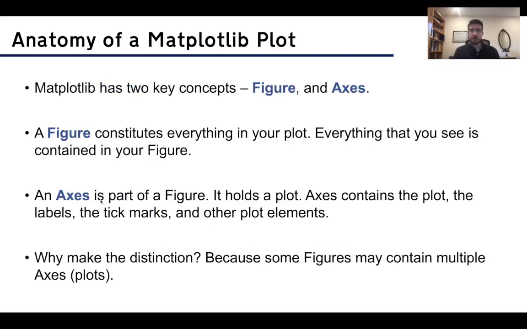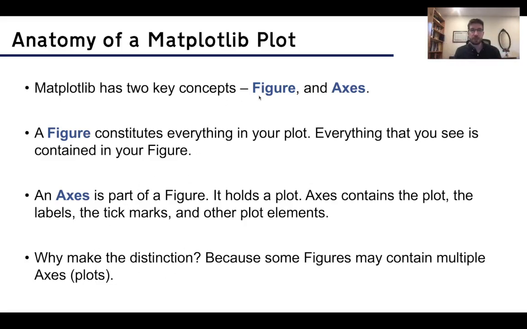An axis is a part of a figure. So a figure is like the container for everything, and the axis is contained inside that figure, and the axis is what actually holds the plot itself. So the axis contains the plot, it contains the labels, it contains the tick marks. Every other plot element is inside the axis. You'll see this much more clearly when we start looking at some Matplotlib code examples. But the figure is everything, and the axis is a plot that's contained inside the figure.